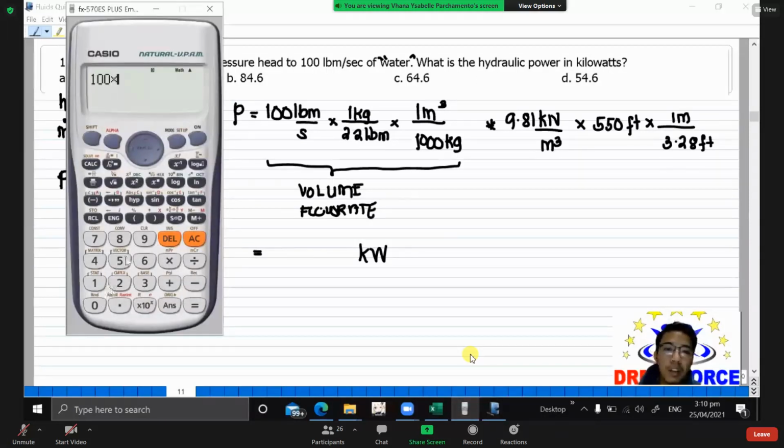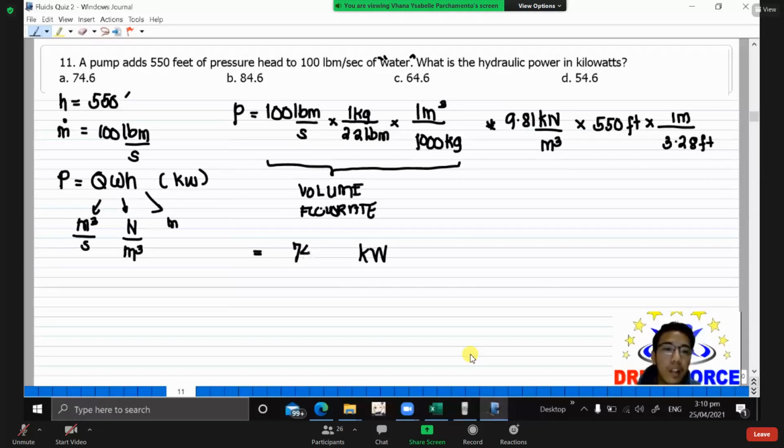Okay, so we have 100 times 9.81. Alisin ko na yung kilo para maging kilowatts siya. Times 550 over 2.2 times 3.28. Sobra pa rin. Ito pa pala divided by 1,000. So we have 74.77. Okay, that is in kilowatts. So you choose letter A, that is the nearest.